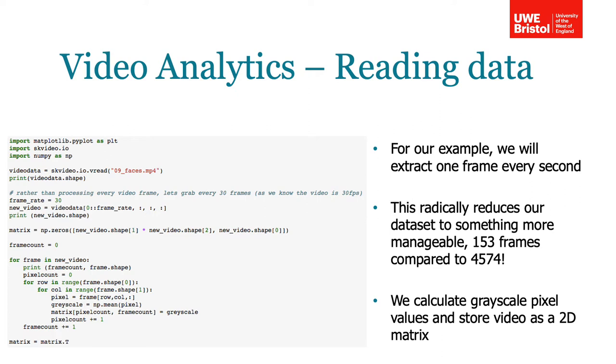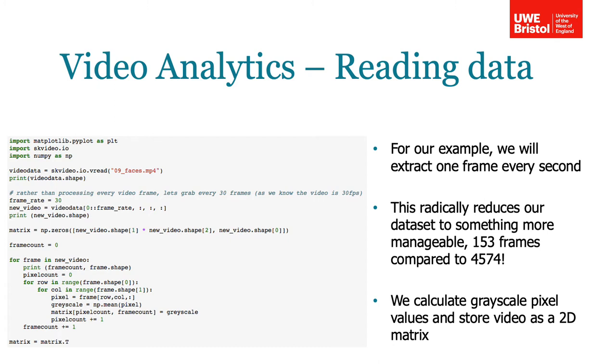As our first stages of analysis, we will need to make the data more manageable to work with. We can begin by reading our data file and extracting a single frame per second rather than 30 frames per second. Since we are not trying to track motion between frames, this is fine for our application, and more importantly, makes the problem much more manageable at 153 frames rather than 4,574.